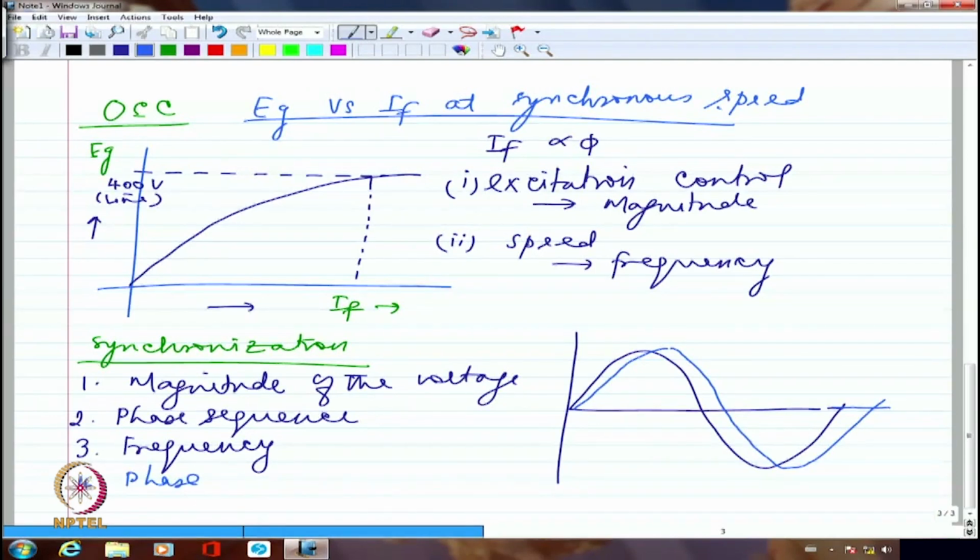The voltage magnitudes have to match. The phase sequences have to match. The frequencies have to match. The phases also should match. But phase and frequency are highly dependent on each other.